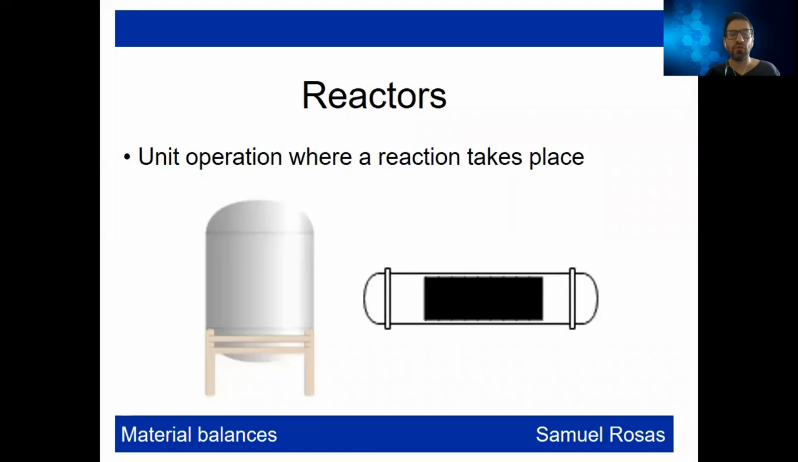The first type that we're going to be analyzing is the reactors. And reactors are unit operations where a reaction takes place. And they can come up like tanks, such as this one, or as pipes, or this is a fluidized bed. And there are many kinds of reactors, but right now, in a more advanced course, you're going to be looking at this probably, but right now, just stay with the idea that it is where the reaction is taking place.